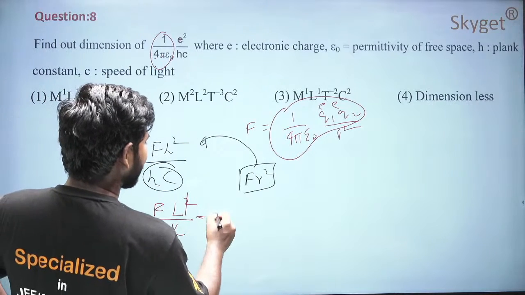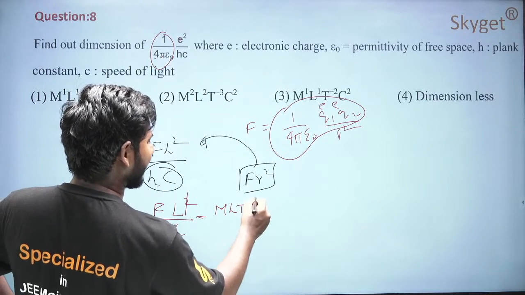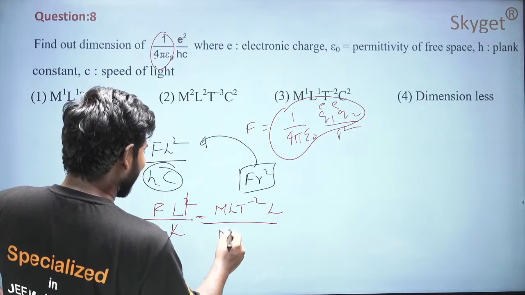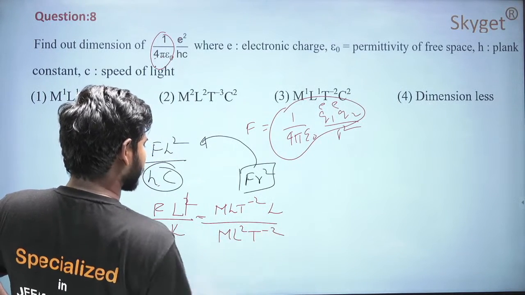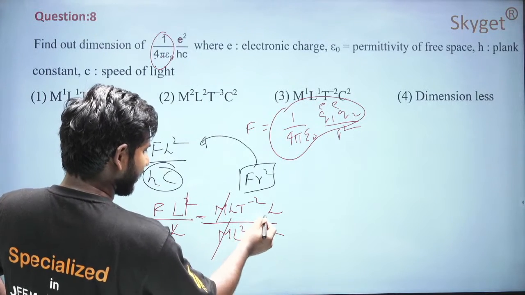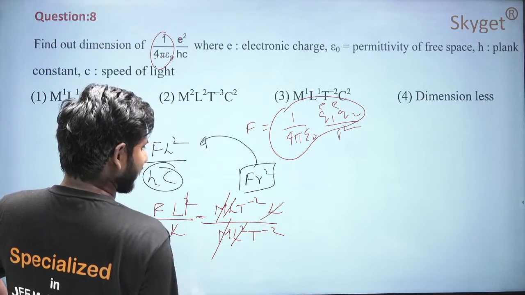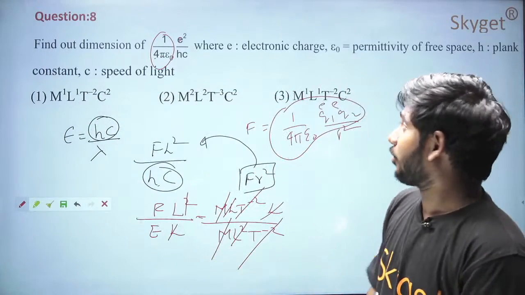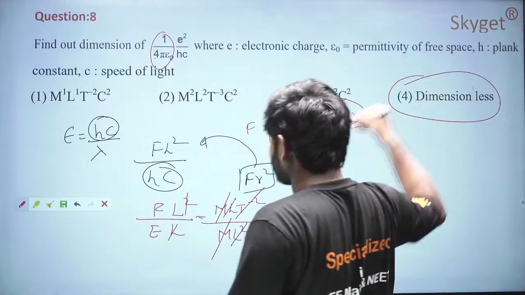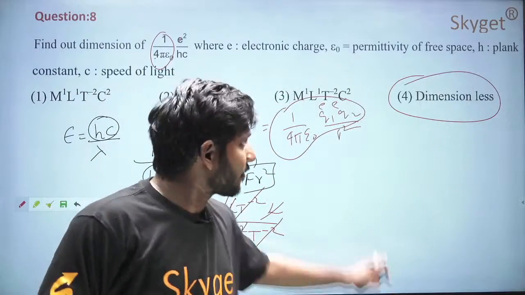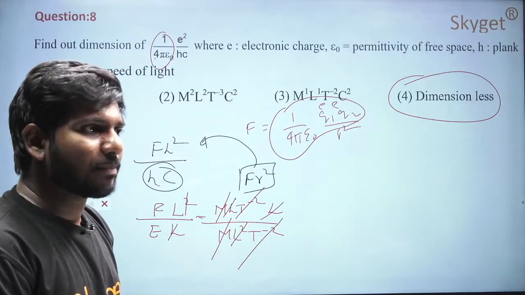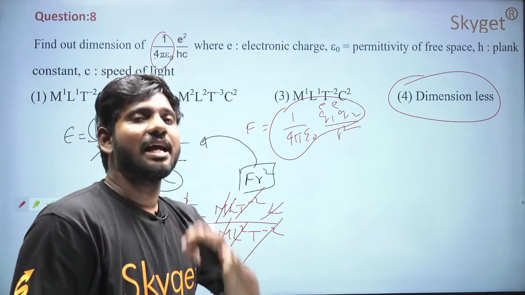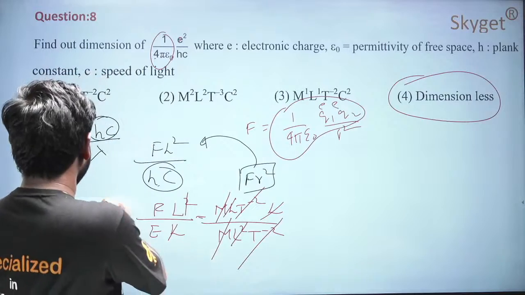So what is force here? Force dimensions you know, M L T power minus 2, and into L divided by energy, which is M L square T power minus 2. M gets cancelled. L square gets cancelled. T minus 2 gets cancelled. He wanted you to find out finally a dimensionless quantity from this question. Just apply the basics. Just apply the basics. You will be able to solve many questions in this paper.